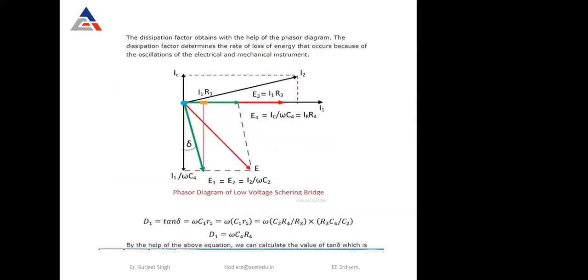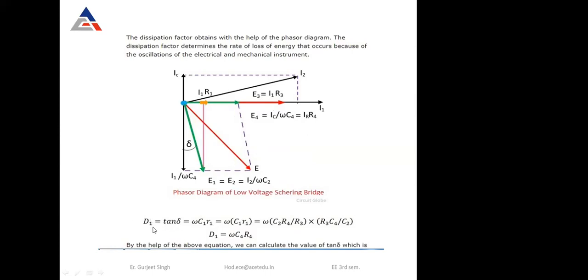Then this is the phasor diagram of the Schering bridge. We will draw the phasor diagram: I1 R1 is this one, basically shown by this line. Then we have I3 equal to I1 R3. Then I4 is our resultant vector, shown by this dotted line, IC upon omega C4. That is shown by this one because the capacitor voltage always lags behind the current by some angle.